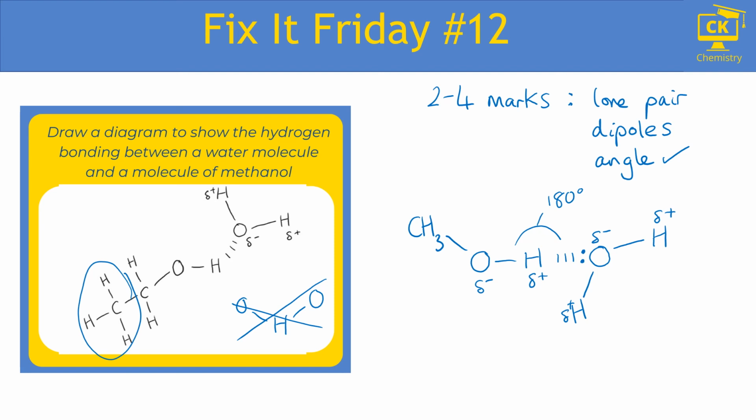So that's how we get full marks on our diagram. 3 dashes between them to indicate the actual hydrogen bond. To be honest, you could do more or less than 3 dashes, but 3 is usually the convention.